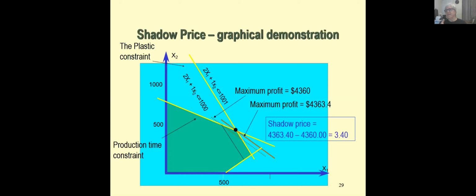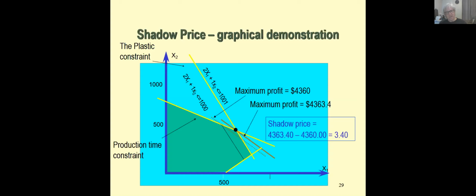But it's not indefinite. At a certain point, adding more plastic either will not make any difference anymore, or the increase in profit will be lower. To understand why it is that at a certain point, the contribution will not be $3.40 anymore, I want to go in the other direction. Take away 1 pound of plastic. Take it away, and this will drop the profits by $3.40.